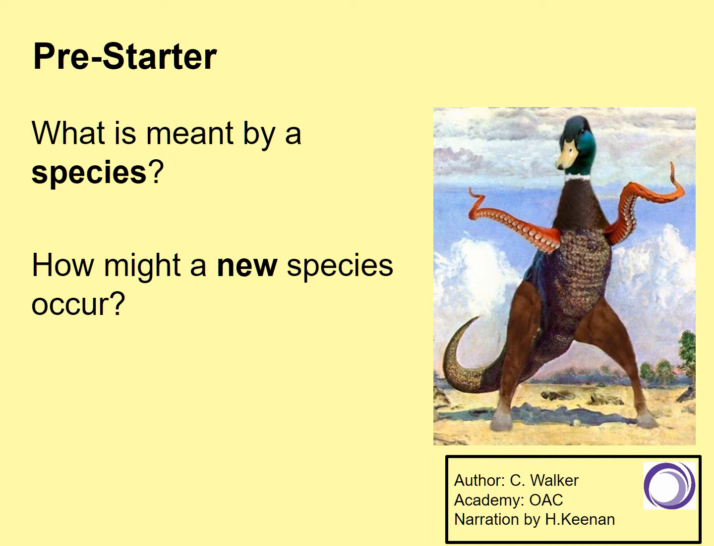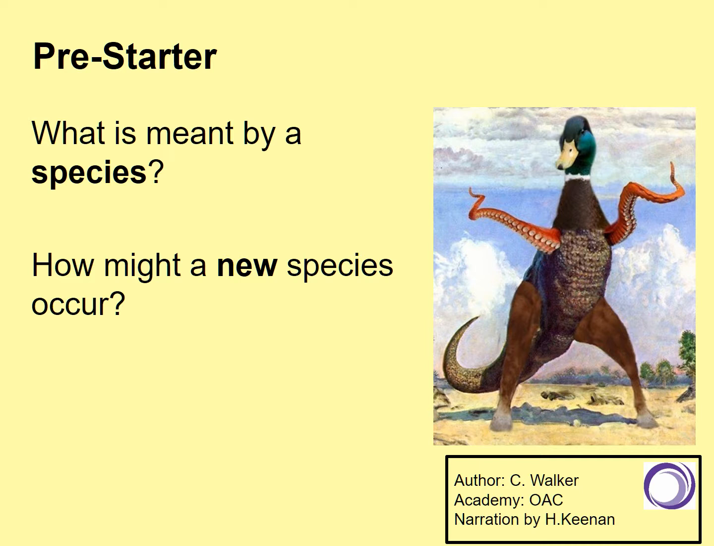Okay, did you manage to come up with anything? So the word species, the actual definition, is the smallest group of clearly identified organisms within Linnaeus's classification system, often described as a group of organisms that can breed together and produce fertile offspring.